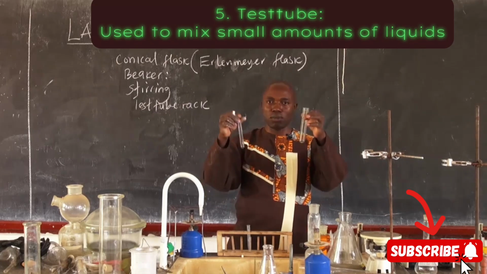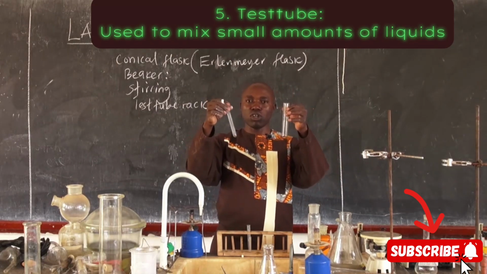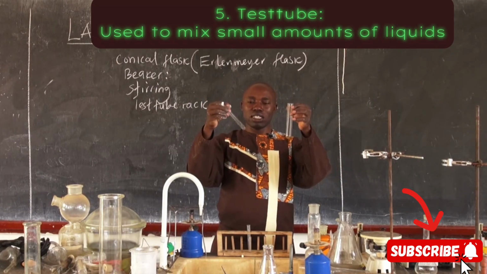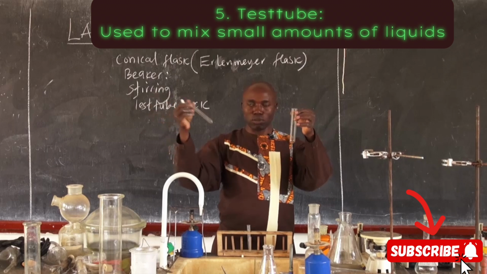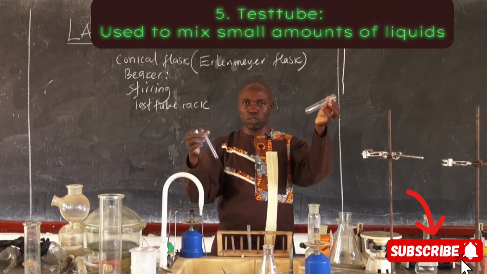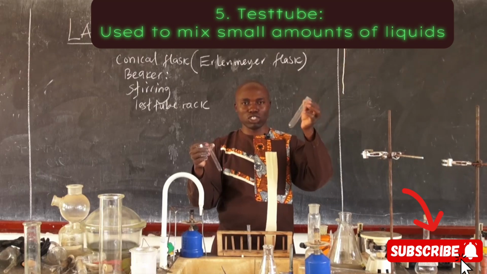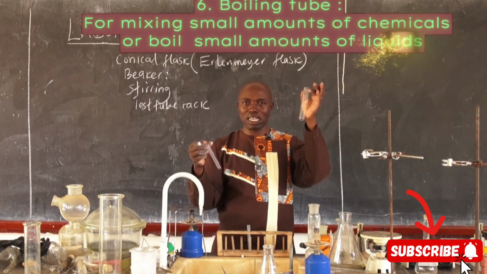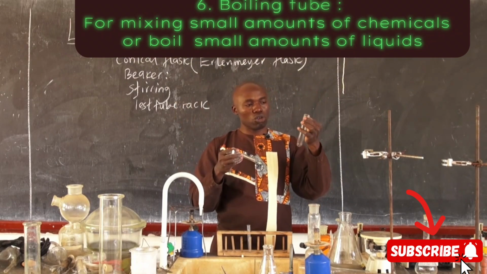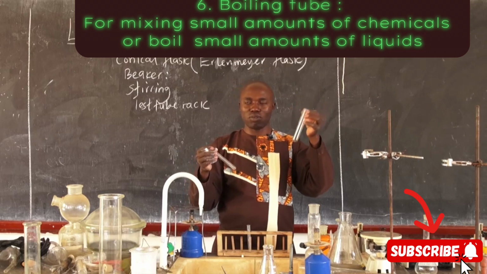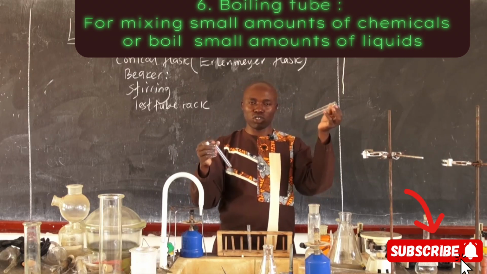So a test tube and a boiling tube are used to mix small amounts of chemicals, small amounts of liquids during experiments. A larger one is called a boiling tube, and mostly it's harder than a test tube. So we normally use a boiling tube most times for boiling chemicals, small amounts of chemicals.